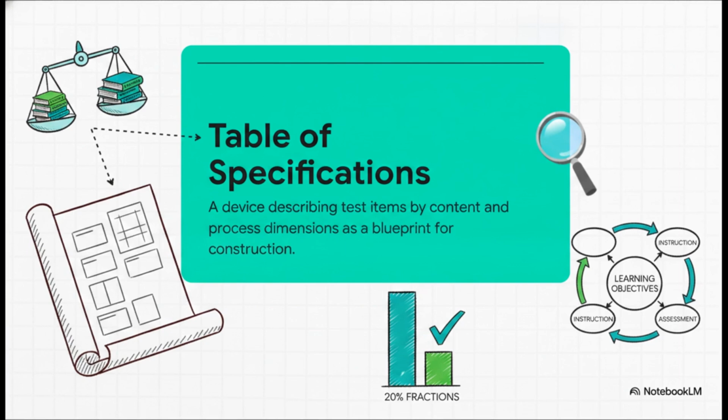This device ensures that test items perfectly match the learning objectives. I mean, if a teacher spent 80% of a unit teaching fractions, the TOS ensures that 80% of the test isn't accidentally focused on geometry. It aligns the instruction exactly with the assessment.